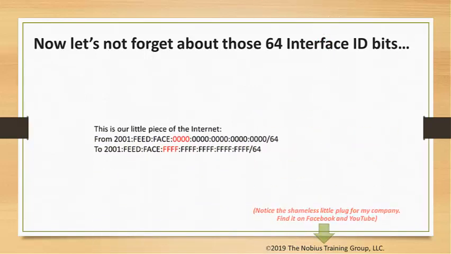This is our little piece of the internet that we were using just for this demo. From 2001:feed:face:0000 all the way across, /64 to 2001:feed:face:FFFF:FFFF:FFFF:FFFF:FFFF /64.